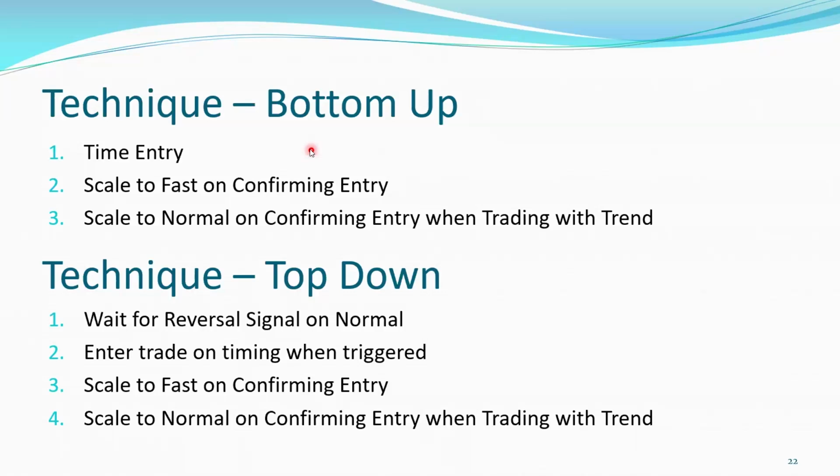The other technique that we can use to avoid some of those small whipsaw type trades on the timing chart before we're able to scale up is a top-down technique, where we wait for some sort of reversal signal, like a divergence or a peak out or some sort of overbought/oversold signal, on the normal monitor. Then we drop down at that point to the timing chart, and we start that bottom-up process where we time our entry, we then scale to the fast monitor and to the normal monitor.